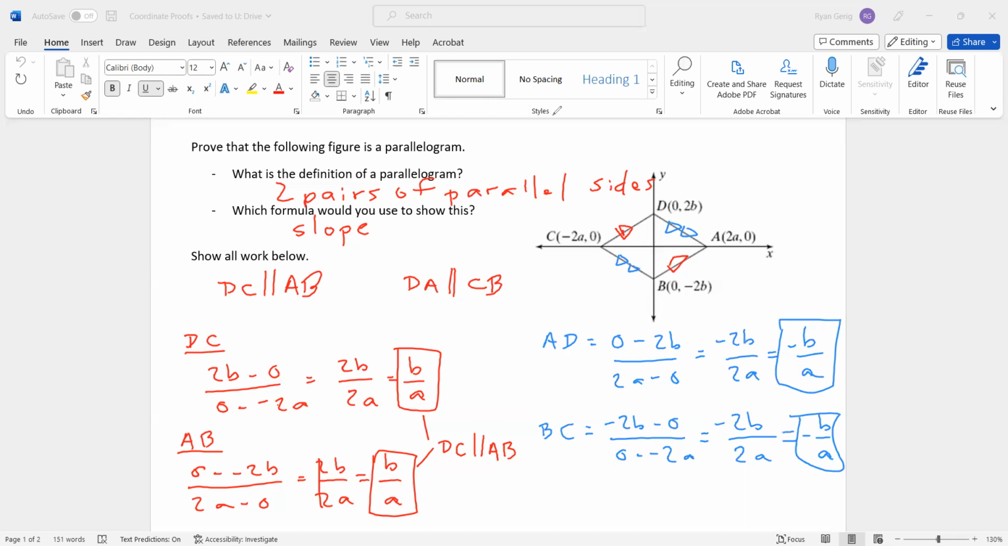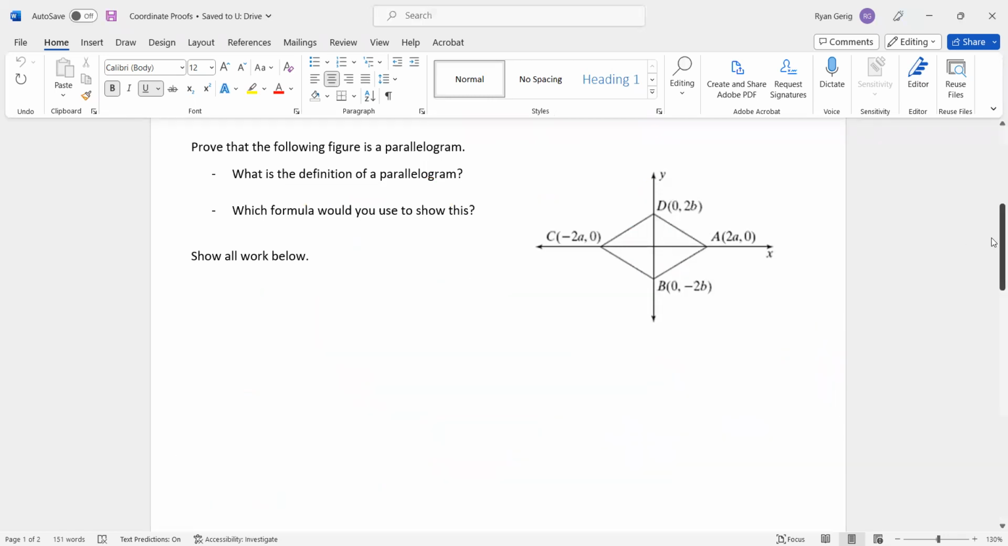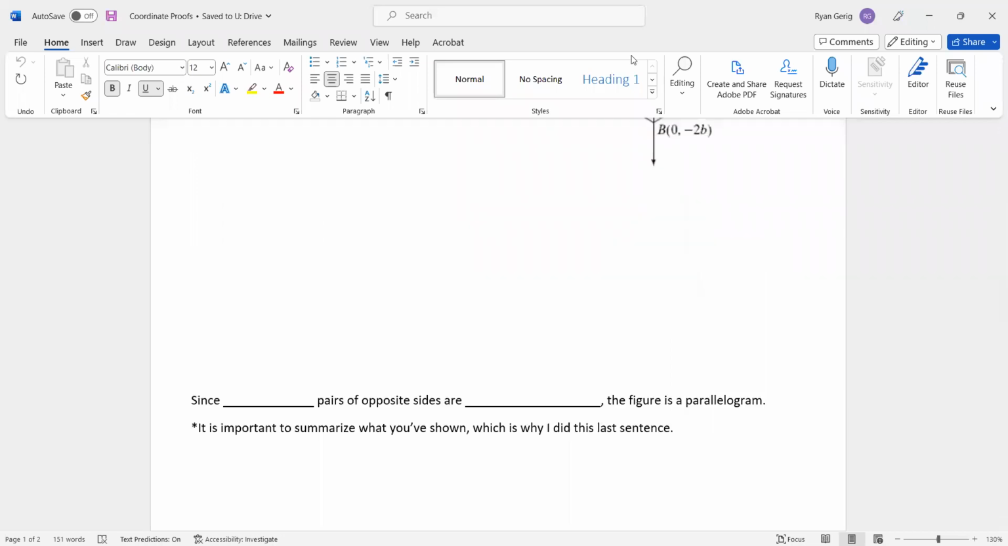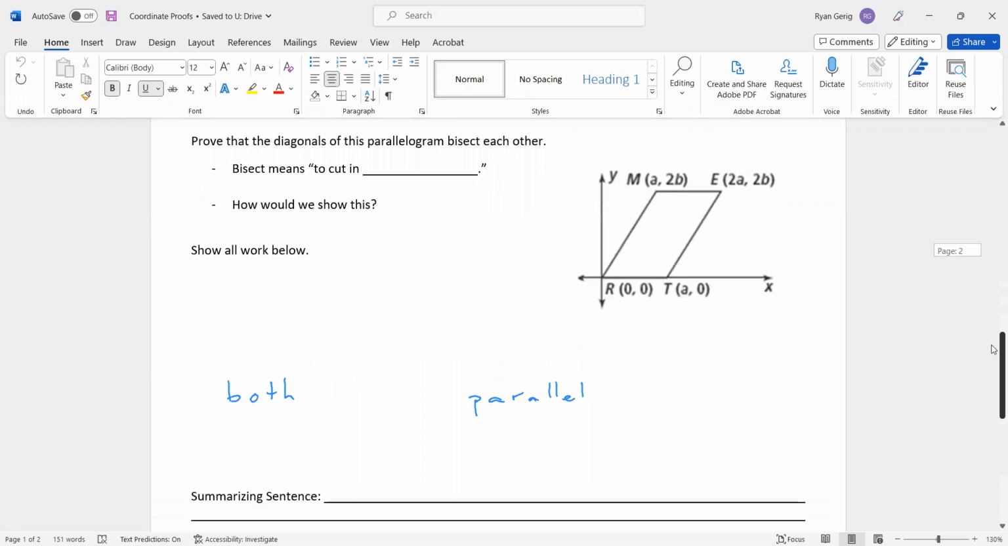So what you would do is summarize that at the bottom. That's what I'm going to do down here. Since both pairs of opposite sides are parallel, I can conclude that the figure is a parallelogram. It is important that you do this summary sentence. You have a lot of work up there. It's going to be a lot of scratch work almost, but you need to explain what you did. Okay, that's going to be checked on your test. All right, so keep that in mind. You'll see it a couple more times with these last two proofs.